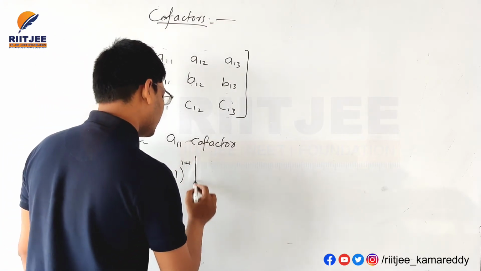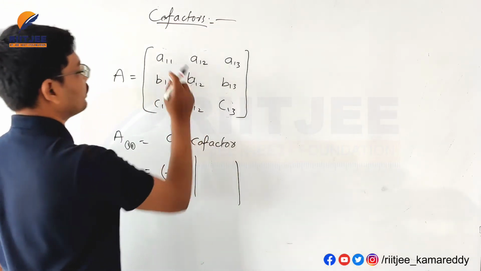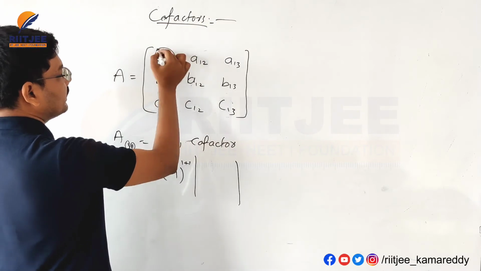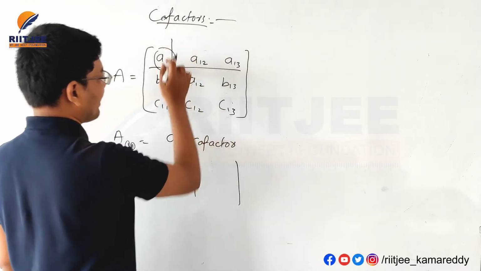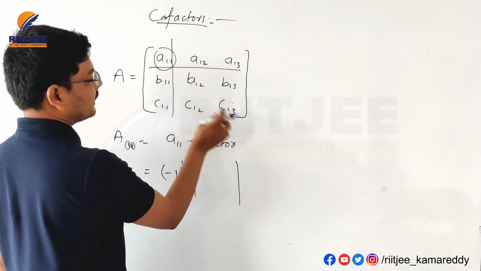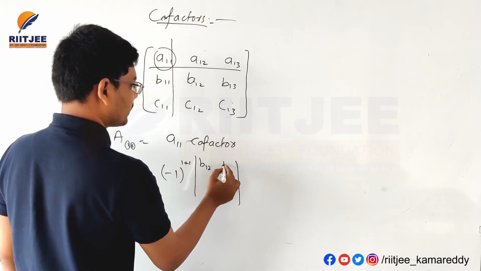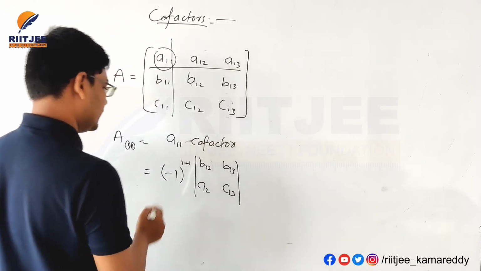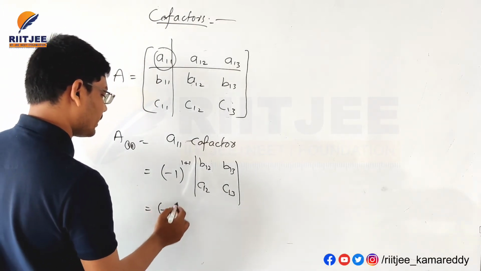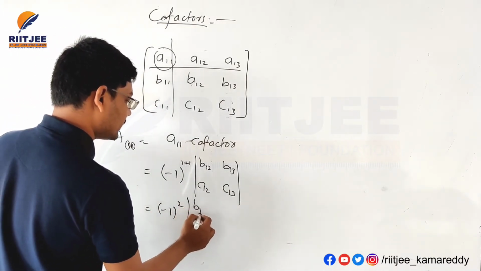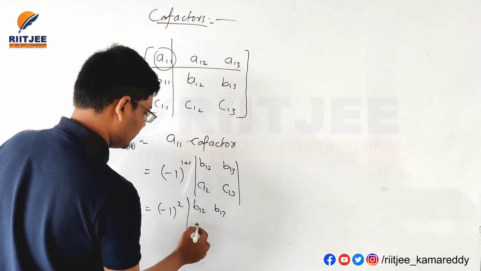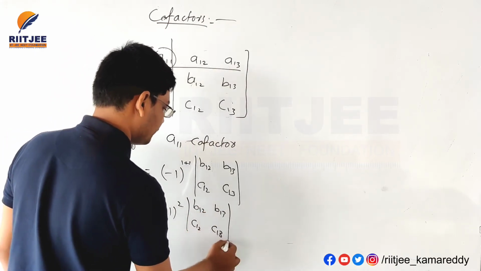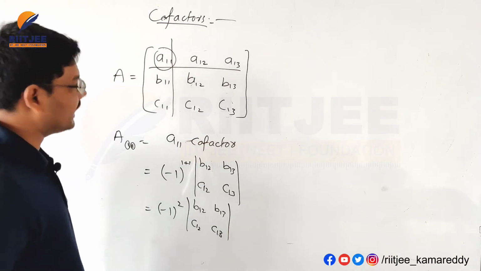So write the determinant of this value A11. Eliminate the row and column which has A11 and find the determinant of B12, B13, C12, C13. Here minus 1 whole to the power of 2, modulus of B12, B13, C12, C13. Similarly, you can take any element here.